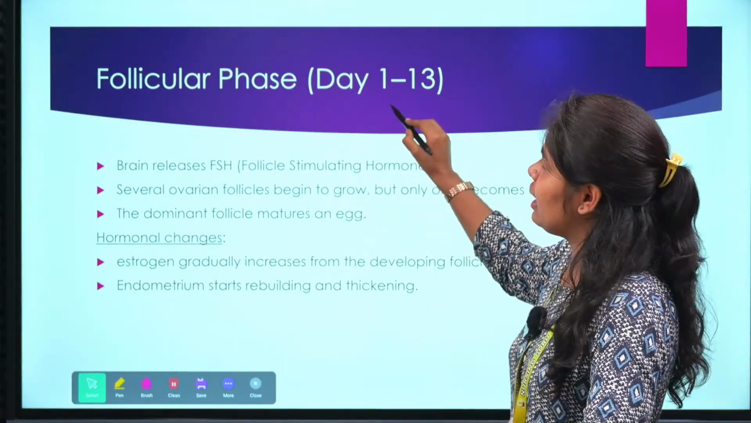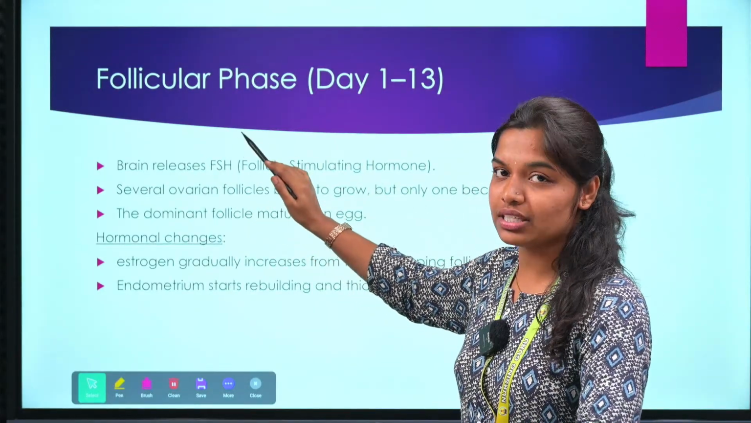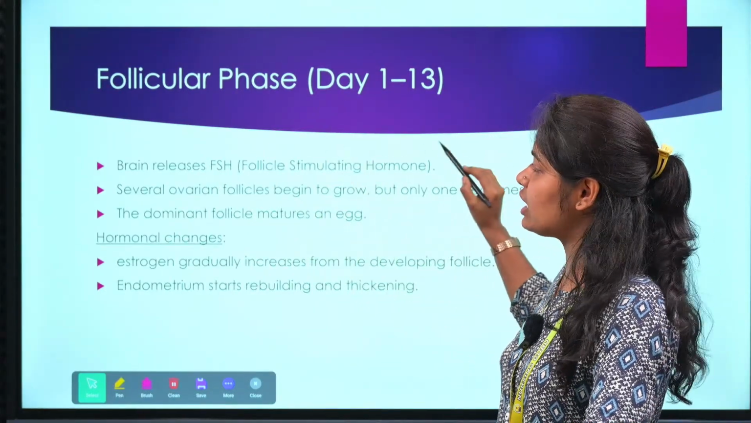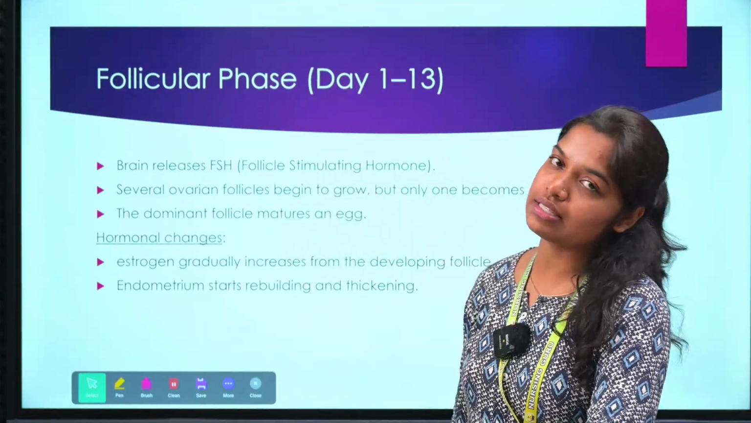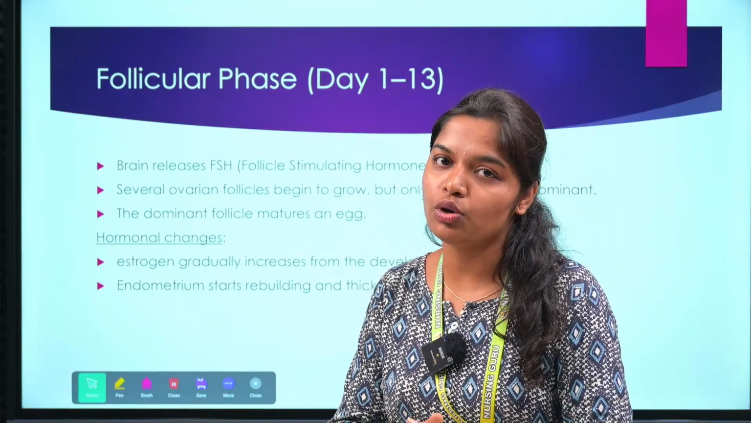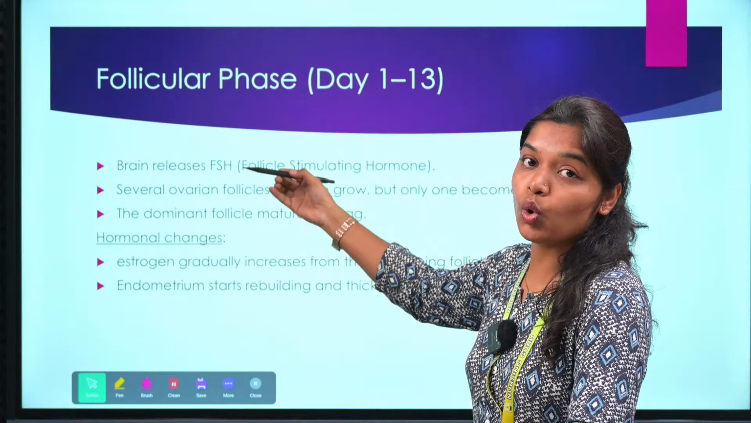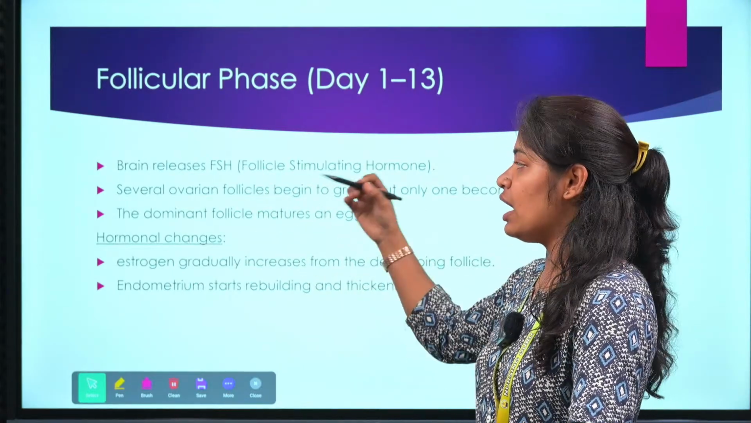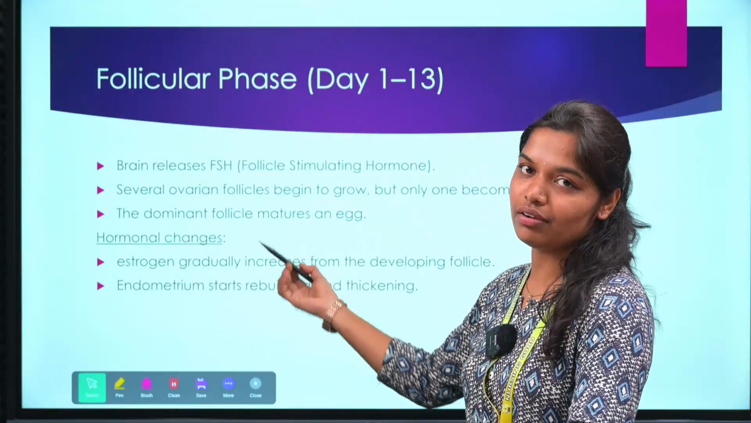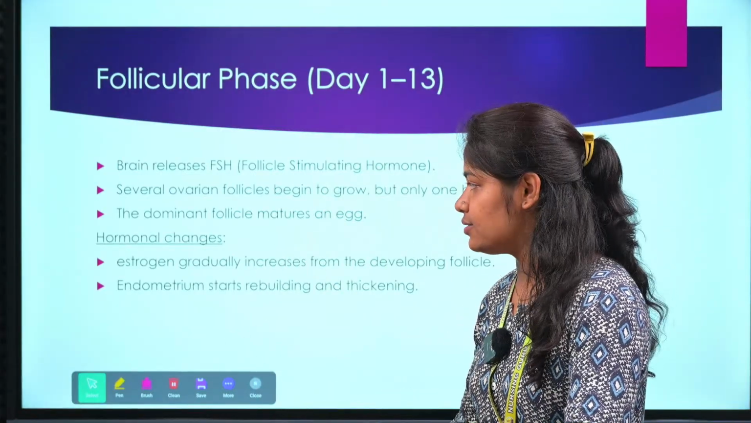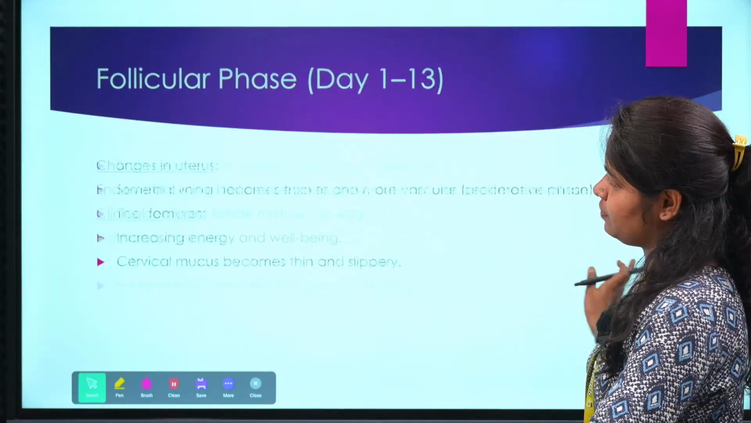On days 1 to 13, the brain is going to produce the FSH hormone, follicle stimulating hormone, and in this phase several ova are going to be produced, but only one dominant ovum is going to mature. And the hormones that change: the estrogen level will gradually increase, and also the endometrium is going to get thickened.